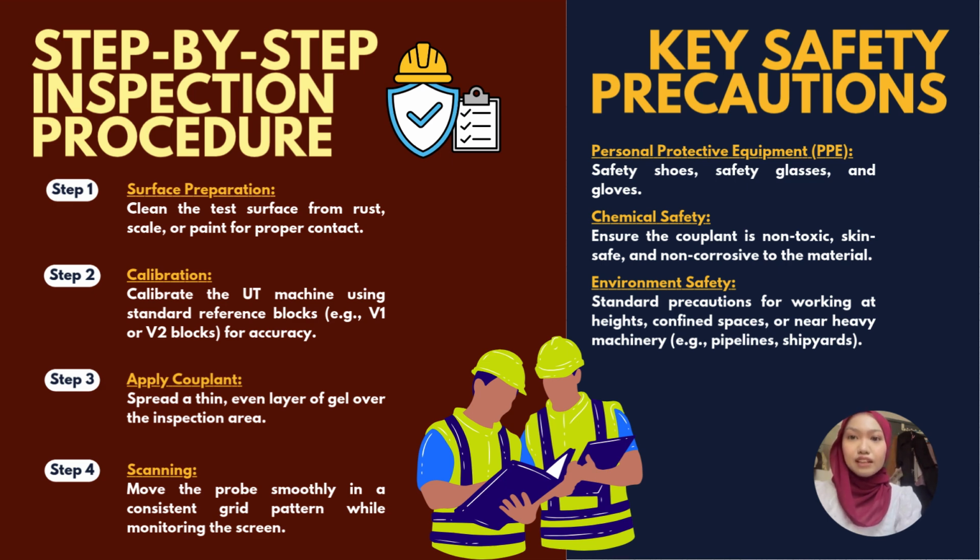So for the key safety precautions, the first one is personal protective equipment, which is PPE: safety shoes, safety glasses, and gloves. Second one is chemical safety. We have to ensure that the couplant is non-toxic, skin safe, and non-corrosive to the material. Lastly, for environmental safety, we have to follow the standard precautions for working in high or confined spaces or near heavy machinery, for example, pipelines and shipyards.